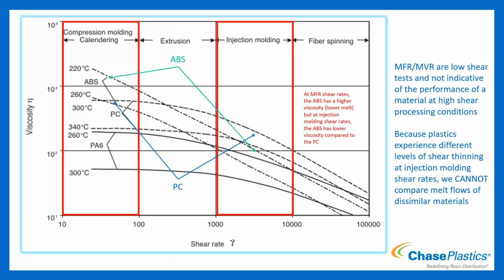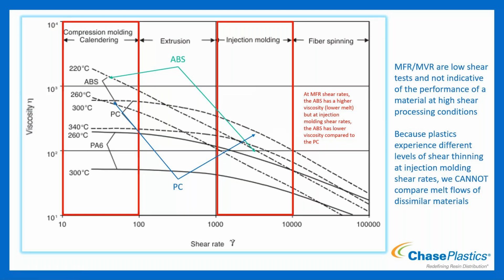And then as promised, there's a lot going on on the slide, so I do apologize for that, but it is important to note. So I repeat, it is a low shear test, not indicative of performance at higher shear conditions, so at injection molding conditions. Because plastics experience different levels of shear thinning at injection molding shear rates, we cannot compare dissimilar materials. The example here shows ABS on the left-hand side: at the lower temperature, the viscosity is higher than the polycarbonate. So on a data sheet, it would show that this ABS had a lower melt flow than the polycarbonate would.